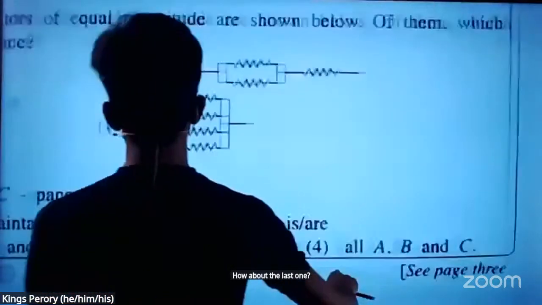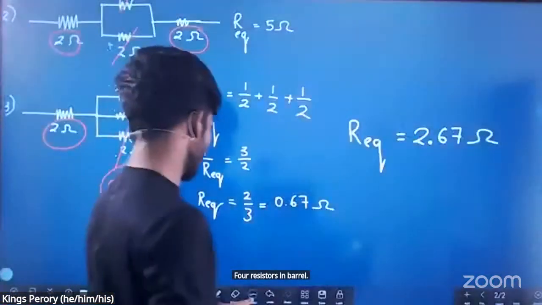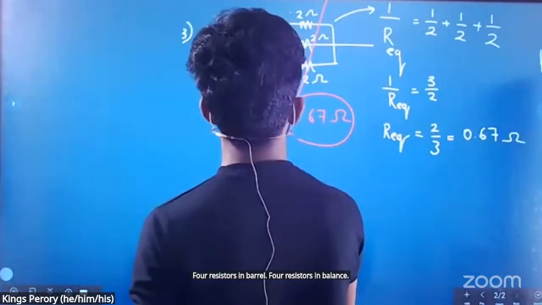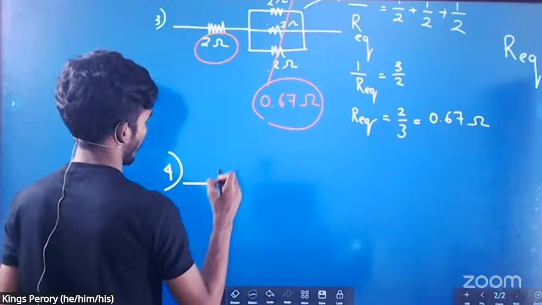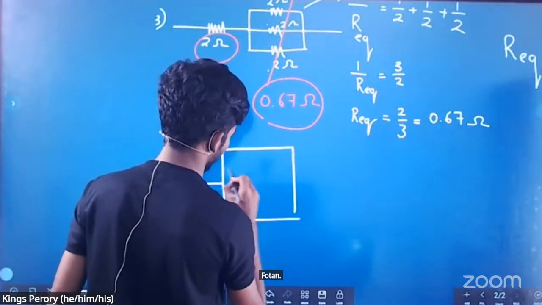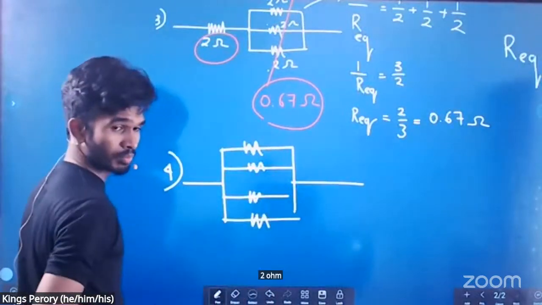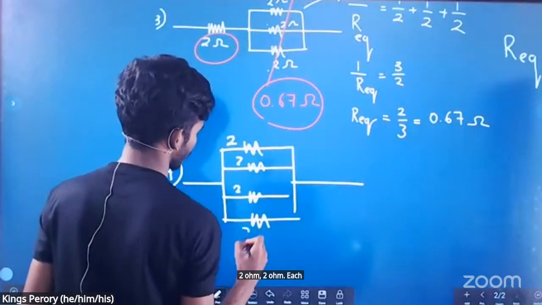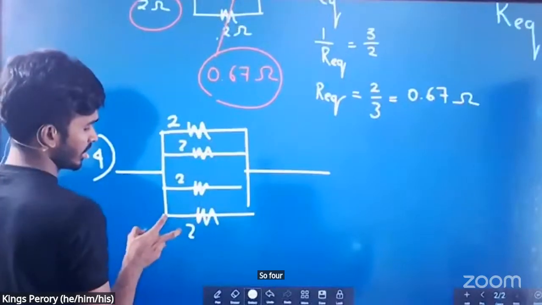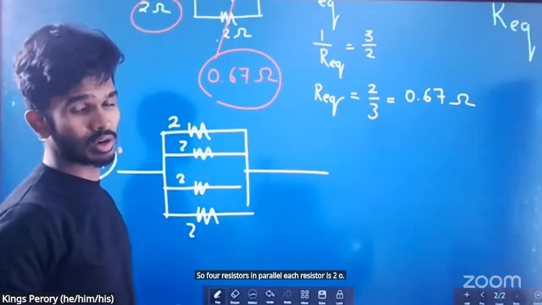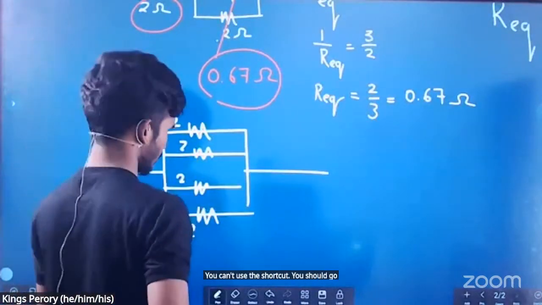Fourth one, 4 resistors in parallel. 2 ohm, 2 ohm, 2 ohm, 2 ohm. Each resistor is 2 ohm. Now here you can't use the shortcut. You should go with the normal method.